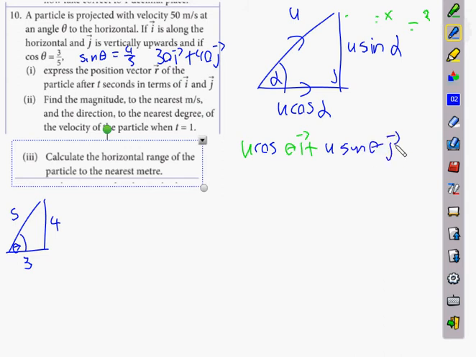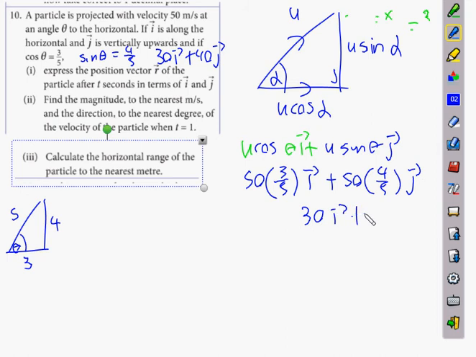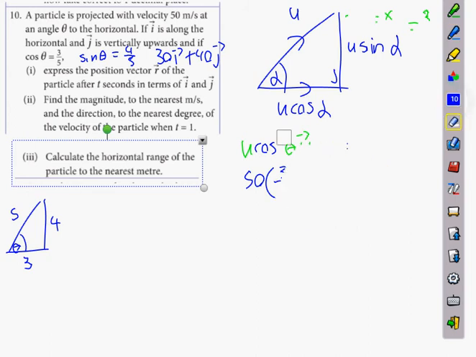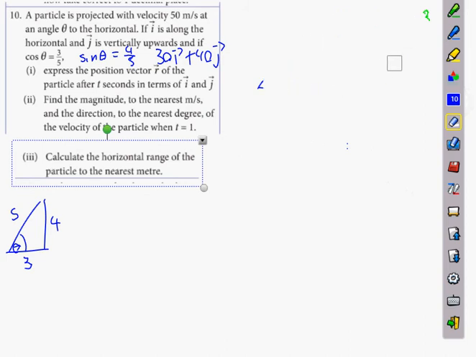Now look what happens. What's the u value here, guys? The u value is 50. So it's 50 times cos theta, which is 3/5 i, and then 50 times sine theta, which is 4/5 j, and that will get you your 30i plus 40j. Works like that every time. Okay? Now once you've done that, and you know what your value is, you've got to go to your equations.